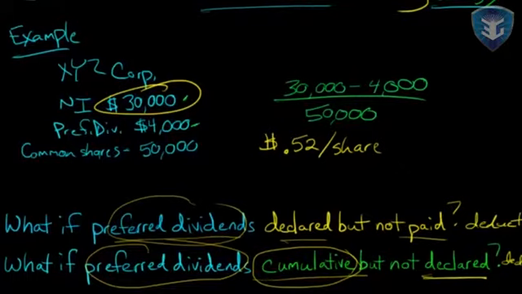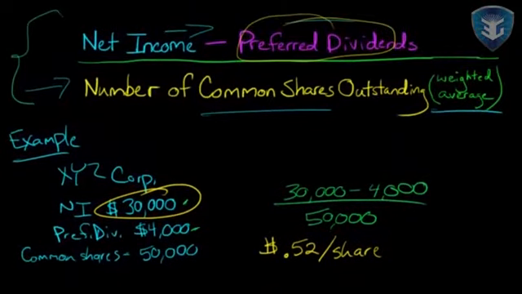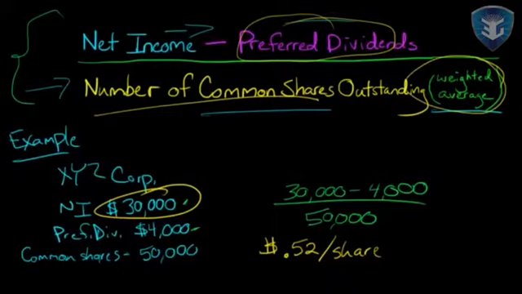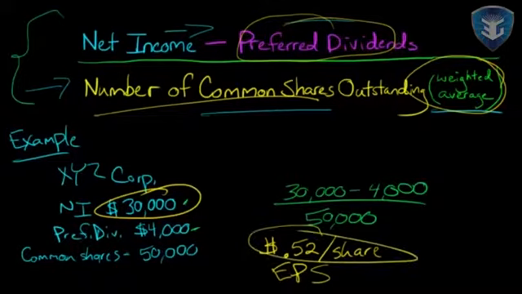So whether or not the dividends have been paid, if they've been declared, or whether they haven't been declared but are cumulative, we deduct those preferred dividends from net income, scale everything by the weighted average number of common shares outstanding throughout the year, and that yields our earnings per share, which in this case was 52 cents a share.